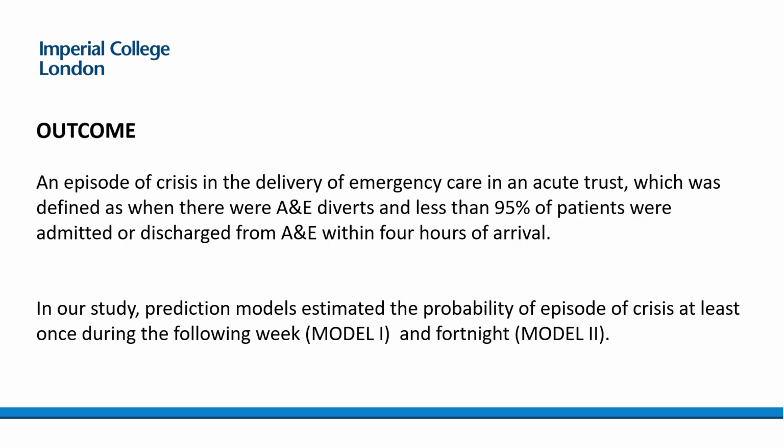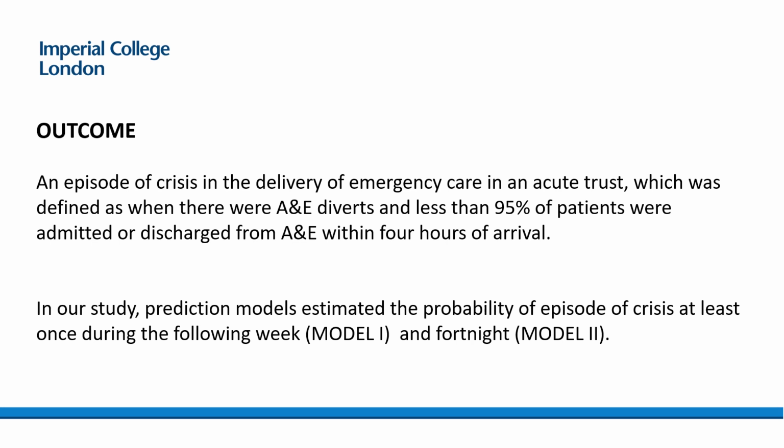Our outcome was defined as an episode of crisis in the delivery of emergency care in acute trust, which was defined based on two performance characteristics. For our models, we coded the outcome as a binary variable. If an episode of crisis in the delivery of emergency care within an acute trust occurred at least once during a week, then the variable was coded that the trust had an episode of crisis. Otherwise, the trust didn't have an episode of crisis.